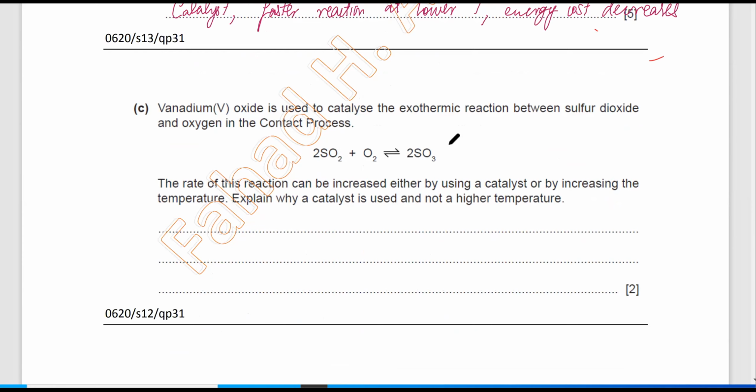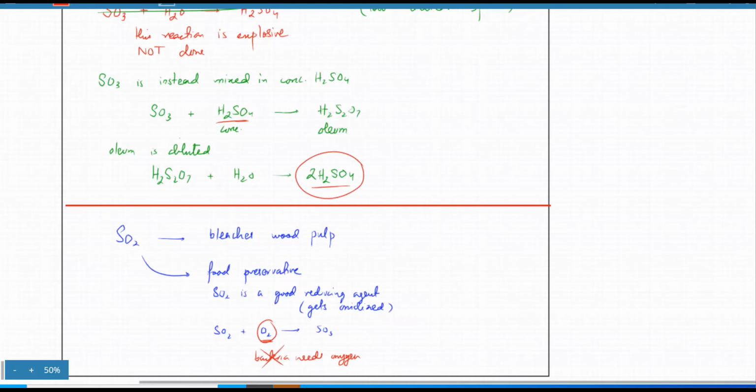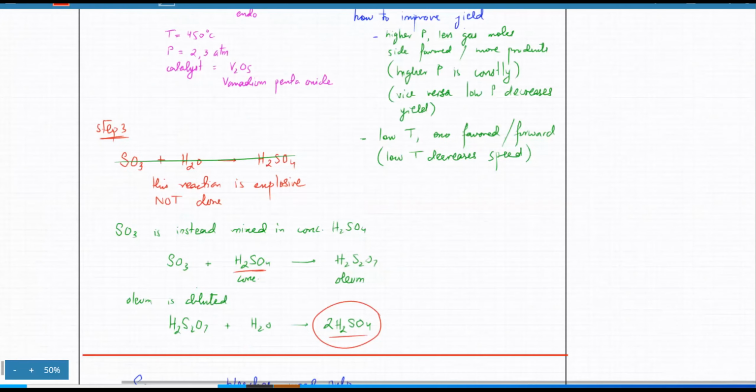Okay, this one is an interesting question. We haven't studied rate yet, but in between I'll talk about rate. The rate of this reaction can be increased either by using a catalyst or by increasing the temperature. If we go back to our notes and focus on this, which part was it? It was step number 2.